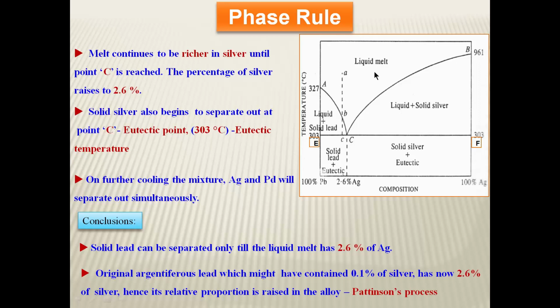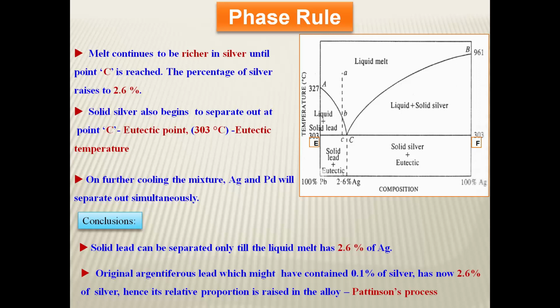The relative amount of silver is raised to 2.6% at this point, capital C. When we reach this point C, solid silver also begins to separate out. And if you can recall, the point at which the other metal also starts separating out is known as the eutectic point, and this corresponds to the temperature 303 degrees centigrade.